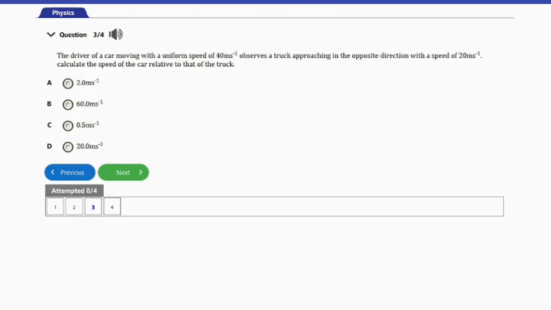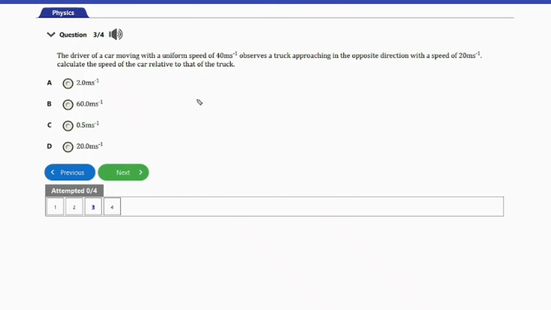So the next question we have here is question number 3. It says, the driver of a car moving with a uniform speed of 40 meters per second observed a truck approaching in the opposite direction with a speed of 20 meters per second. Calculate the speed of the car relative to the truck.